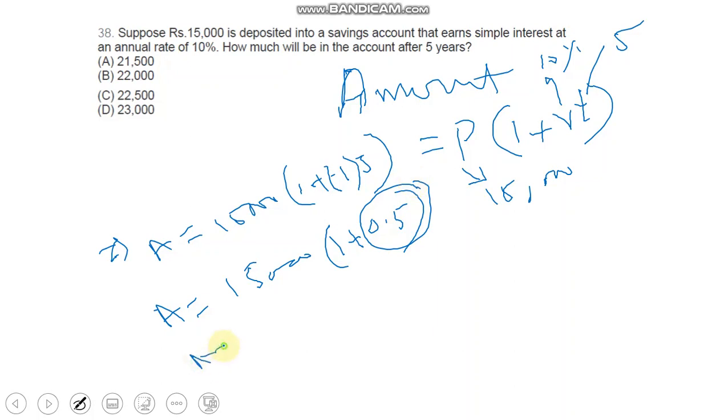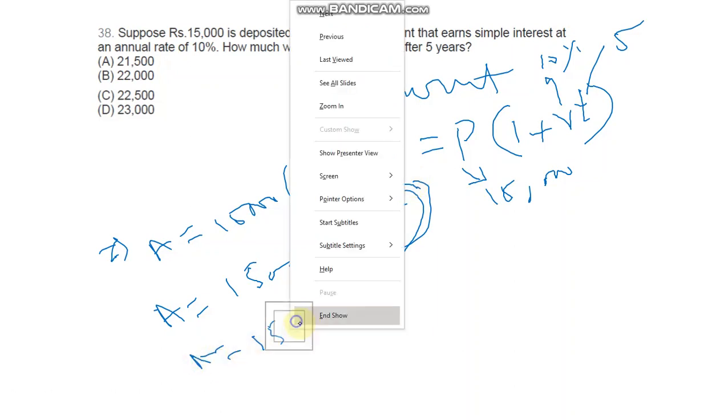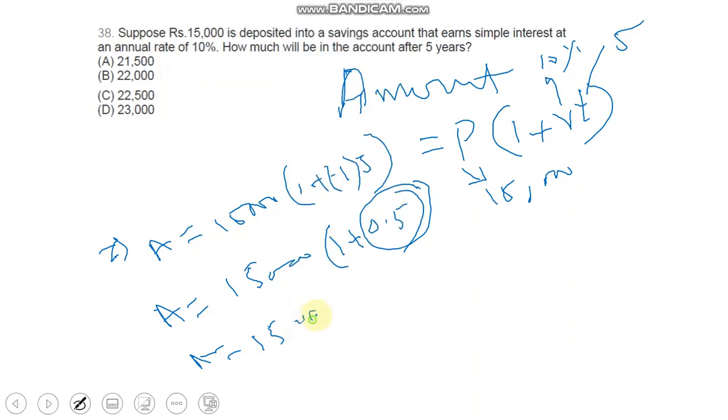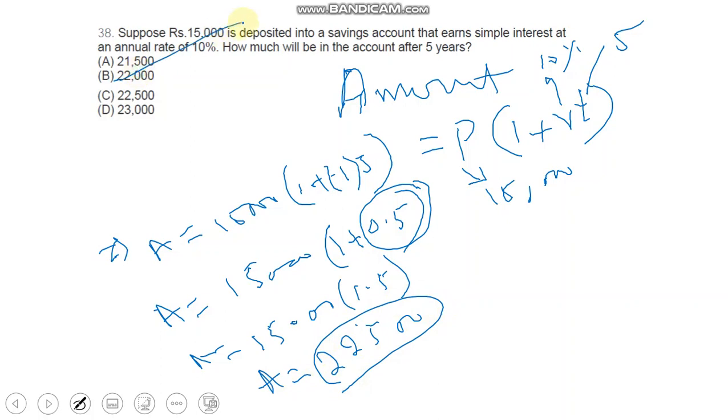So A equals 15,000 into 1.5. The 15,000 when multiplied with 1.5, we get 22,500. So after 5 years, we will be having this amount. So the B option is right.